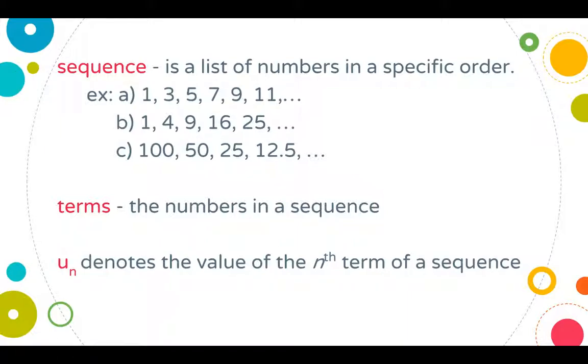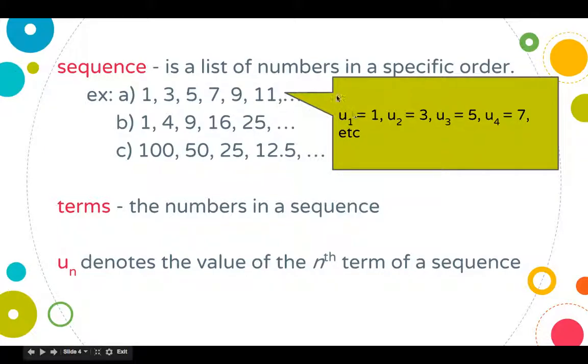So for example, what I mean is if I look at the first sequence A, the value of the first term is a 1, the value of the second term in this sequence is a 3, the value of the third term is a 5, and the value of the fourth term is a 7. I would write this mathematically as U sub 1, the value of the first term is a 1. U sub 2, the value of the second term is a 3. U sub 3, the value of the third term is a 5. And U sub 4, the value of the fourth term is a 7. And so that's how we would use mathematical language to describe the value of the terms in the sequence.